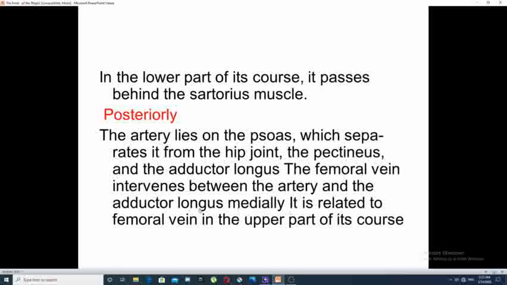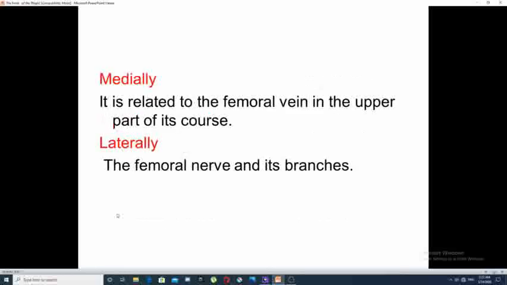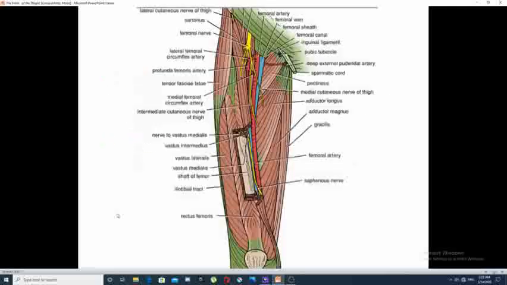Medially, it is related to the femoral vein in the upper part of its course. Laterally, the femoral nerve and its branches. This is the femoral artery. You can see medially is the femoral vein, laterally the femoral nerve. Anteriorly, in its upper part it is superficial, covered only by skin and fascia. In its lower part it is covered by the sartorius muscle.